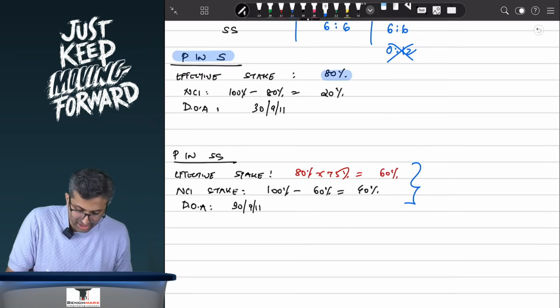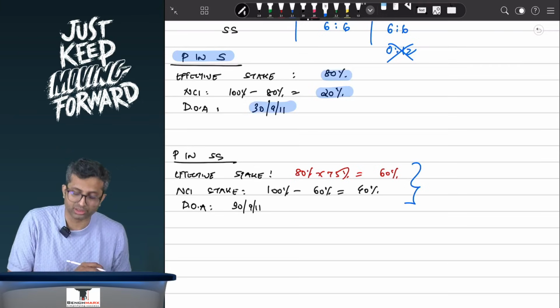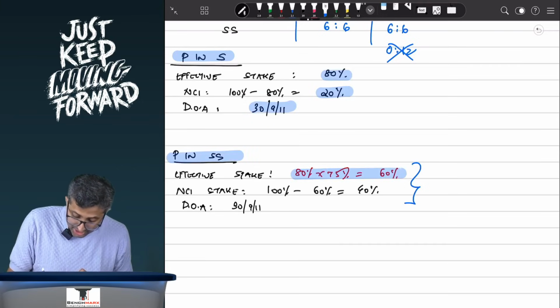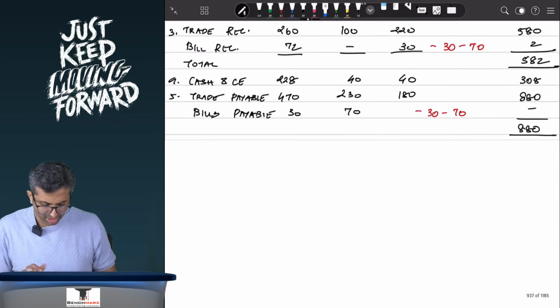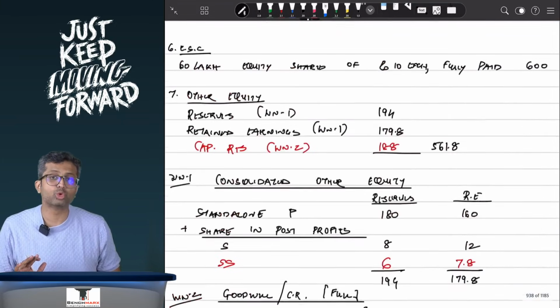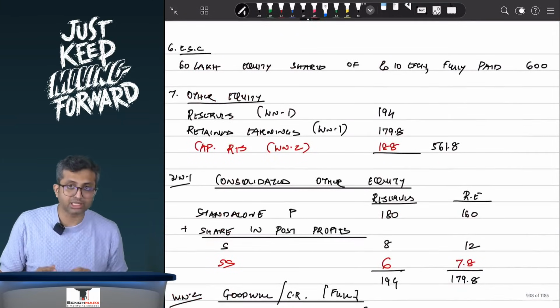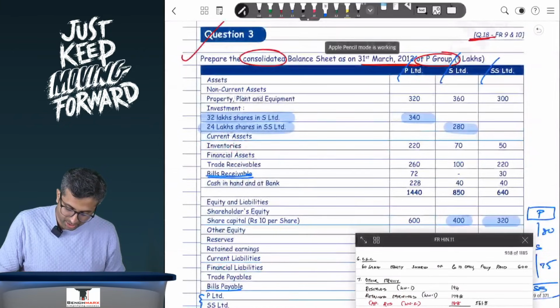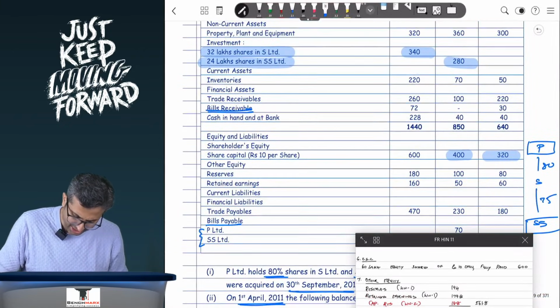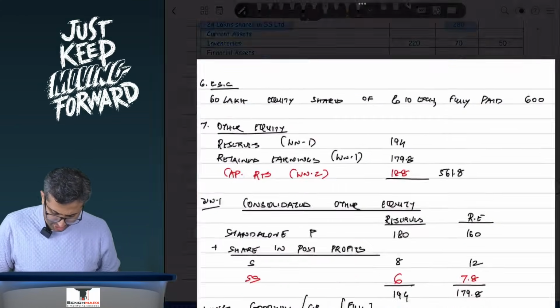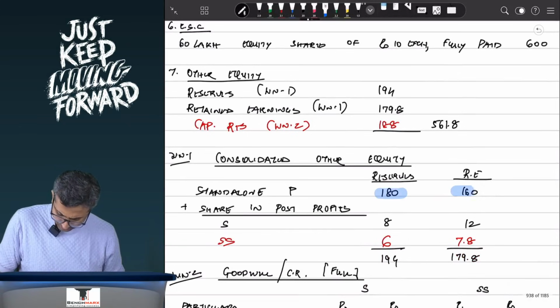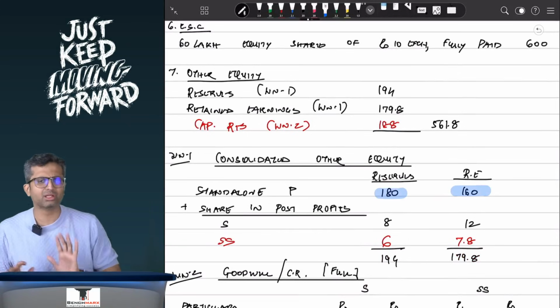In S, I have an 80% stake, so 20% is NCI, date of acquisition is 30th September. In SS, 60% effective stake, which means 40% is going to NCI, again date of acquisition is 30th September. You prepare your regular Schedule 3 format, all assets and liabilities, and then you go to working note 1 where you take the reserves. The reserves over here will be the reserves as appearing in the balance sheet of both S and SS. Of P to start with, reserves at 180 standalone and 160. So you will take 180 and 160 in the usual manner, nothing tricky over here.